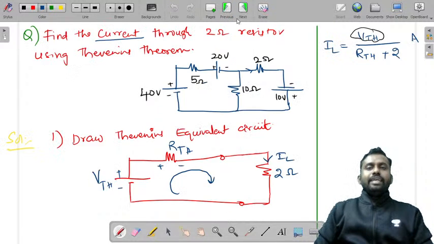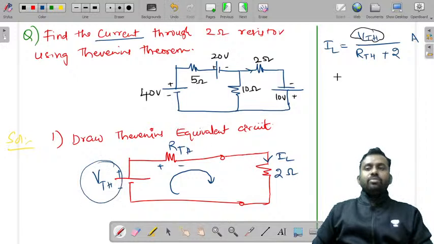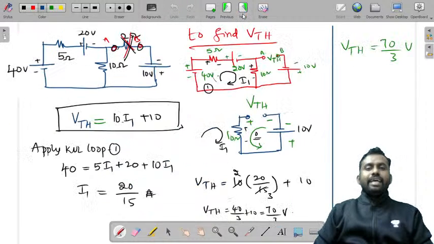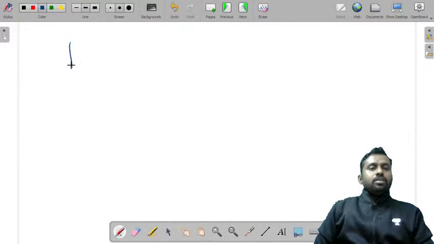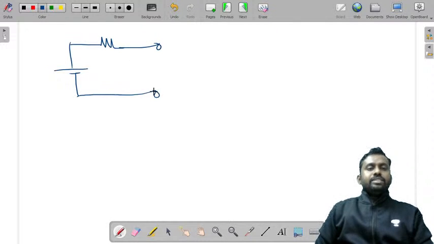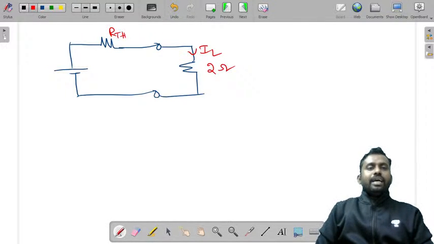Now let us take the equivalent circuit. This is the equivalent circuit and this is the current. Let us write that. So you have a Thevenin's equivalent circuit like this, which is connected to some load resistance, and the load resistance value is 2 ohms here. We are taking the load current. This is RTH.